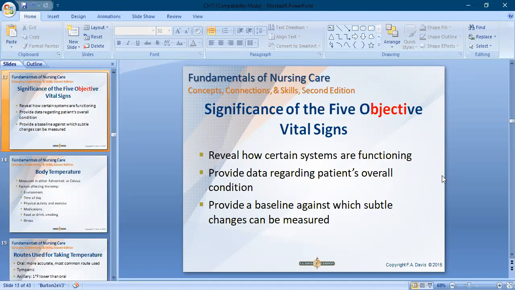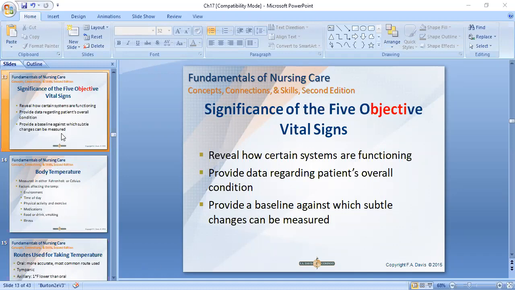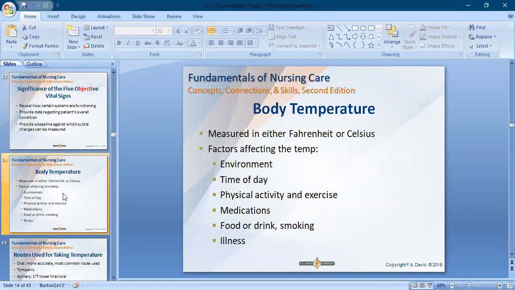So it also helps you with diagnosis, with changing the intervention, and also helps with the outcome. And you see, everything is actually the nursing process: diagnosis, intervention, planning, outcome, right? It also provides the baseline, against which subsequent change can be measured. And now let's go to body temperature.